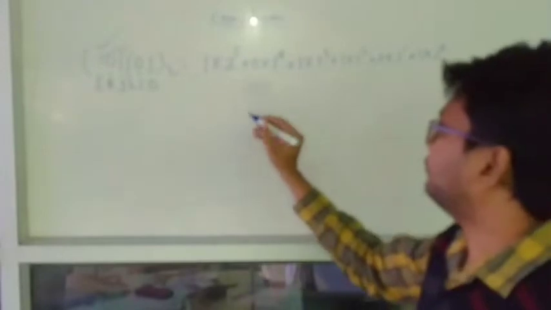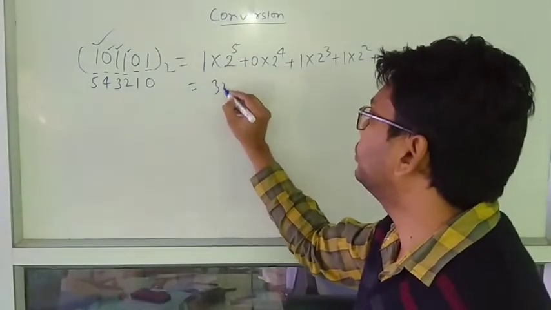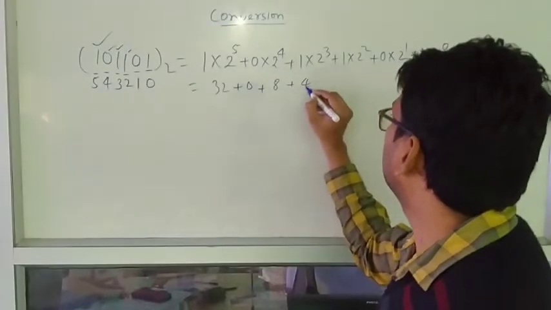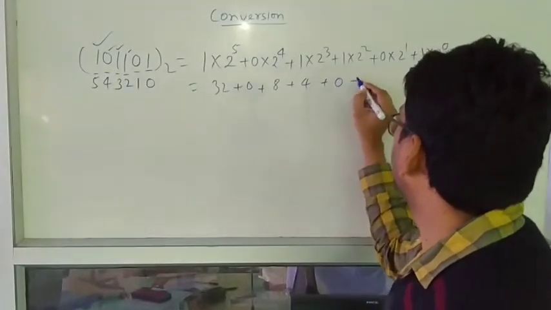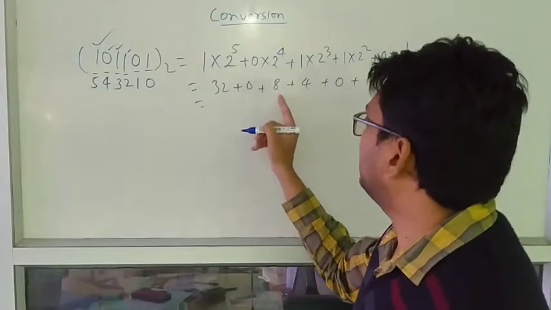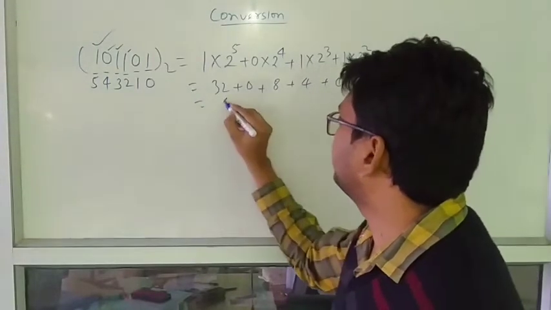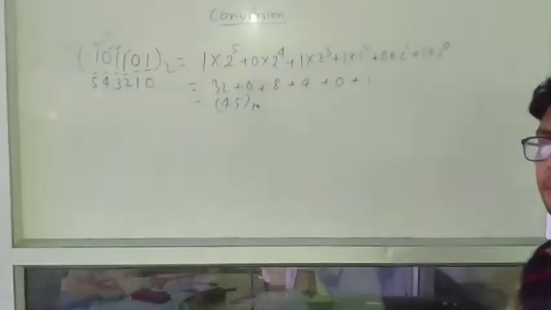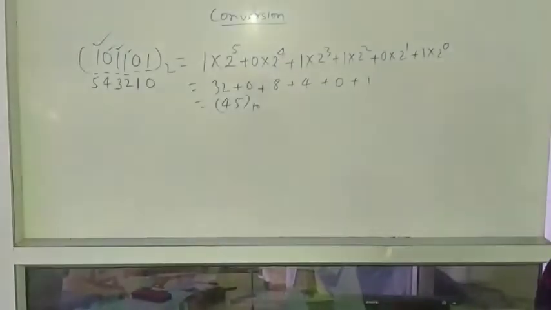So what will be the answer? Here we can write 32, and here 0, here it is 8, here it is 4, and here it is 0, then it is 1. So the answer will be 45. So we can see how we can convert the binary number system into the decimal one.